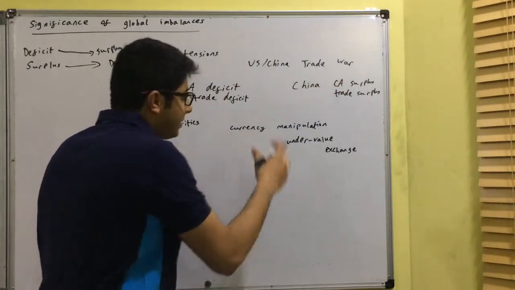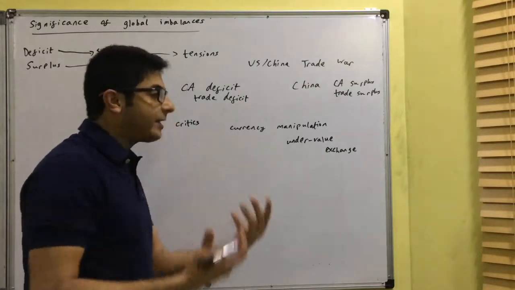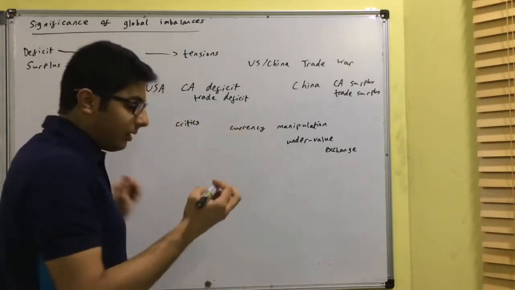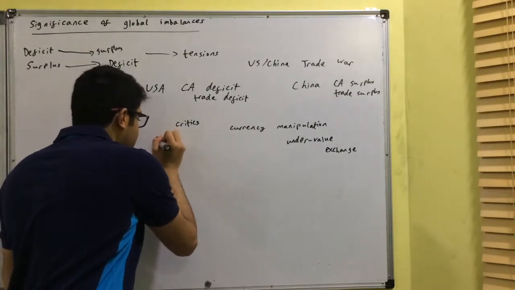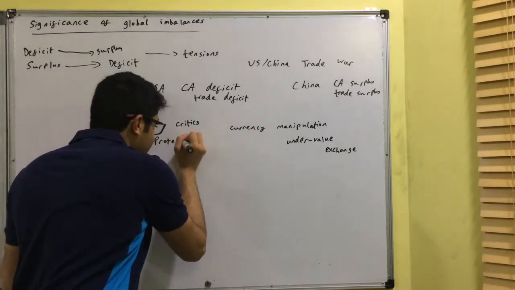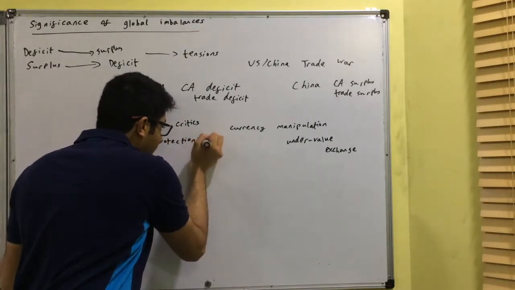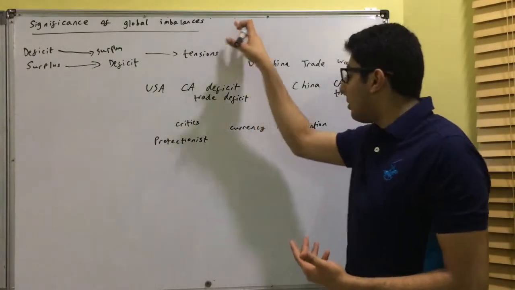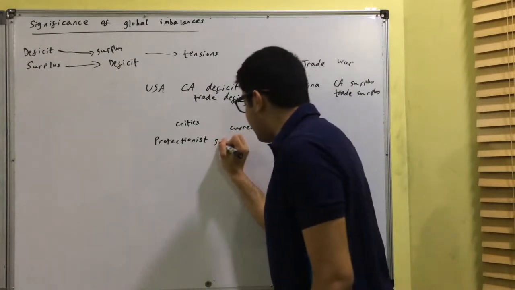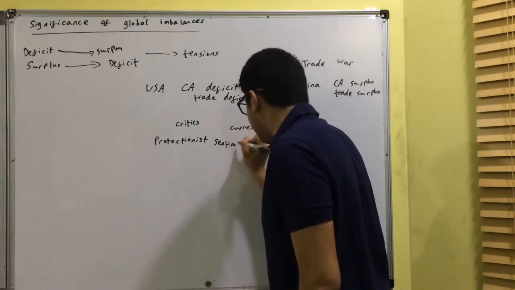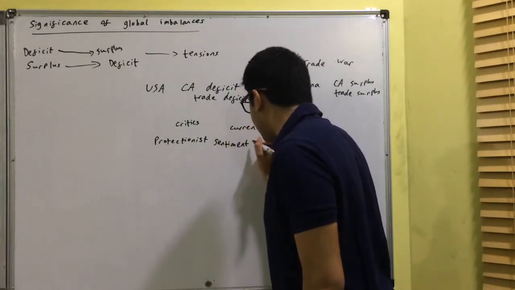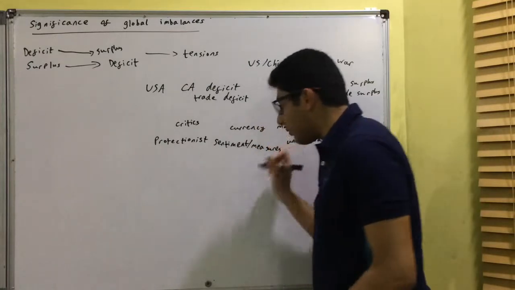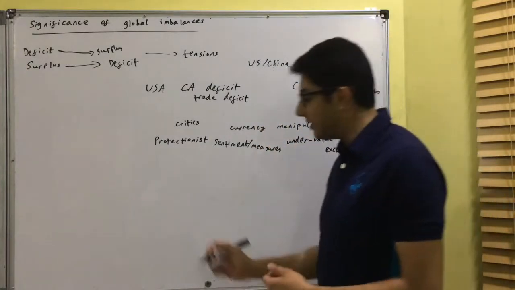So what Trump has done as a result to rectify this imbalance between the USA and China, Trump has imposed protectionist measures. So one significant consequence of global imbalances is a protectionist sentiment, or it may even lead to protectionist measures. Now, what's a good diagram to draw for this? The tariff diagram.